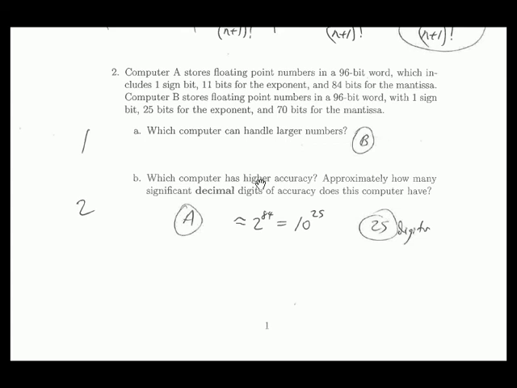Which one's more accurate? Well, that would be A, because it has an 84-bit mantissa, whereas B only has 70 bits. So basically B has given up some accuracy in exchange for being able to handle larger numbers. And it asks approximately how many decimal digits of accuracy this computer has. Well, 2 to the minus 84 is about 10 to the minus 25, so basically 25 digits approximately, for the more accurate one.